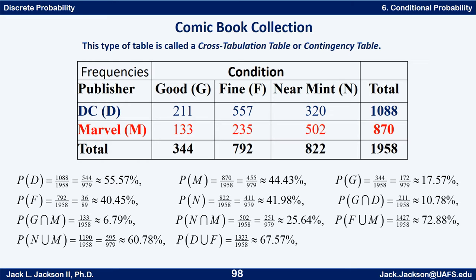This type of table is called a cross-tabulation table or contingency table. Now what I'd like you to do is take this same table, and instead of putting frequencies in all of these, put relative frequencies, as percentages of the total amount. See if you can convert this to a relative frequency table. Go ahead and do that now. Press pause.